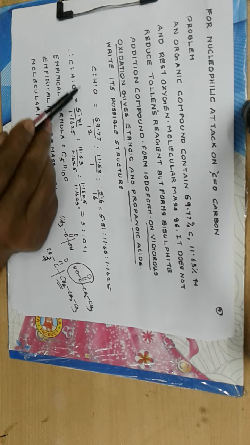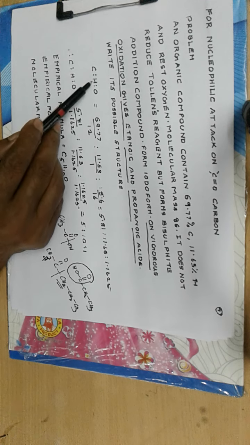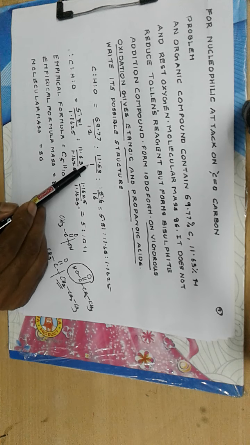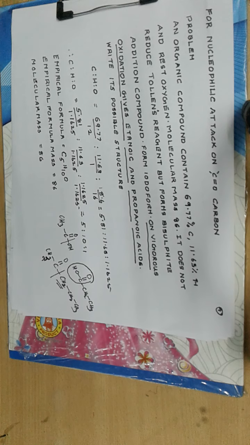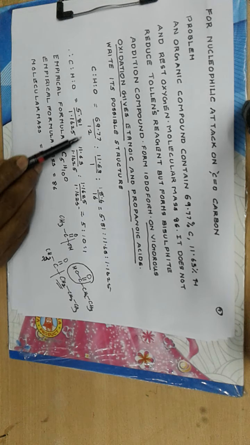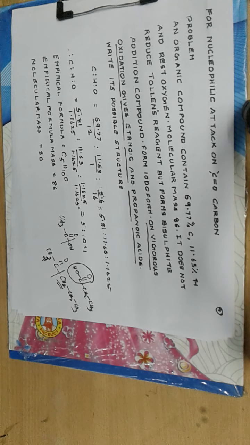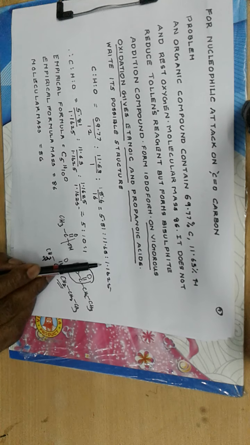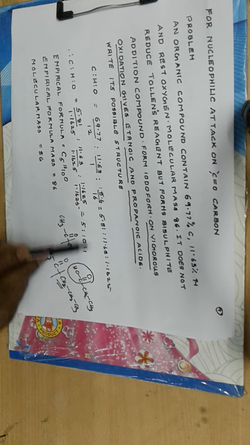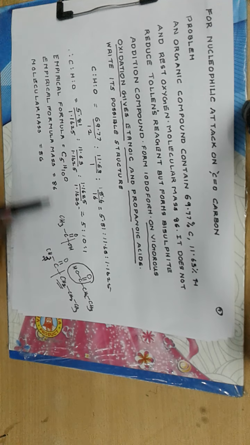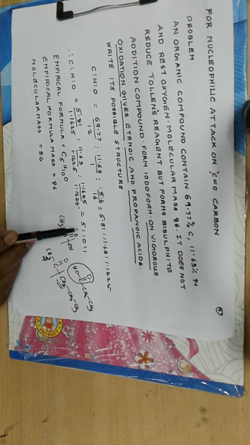69.77 by 12 for carbon, 11.63 by 1 for hydrogen, since the atomic mass of hydrogen is 1, carbon is 12, and oxygen is 16, and 18.6 by 16 for oxygen. So we get the atomic ratio. Then take the least number and divide all these numbers by it. We get the ratio C:H:O as 5:10:1.